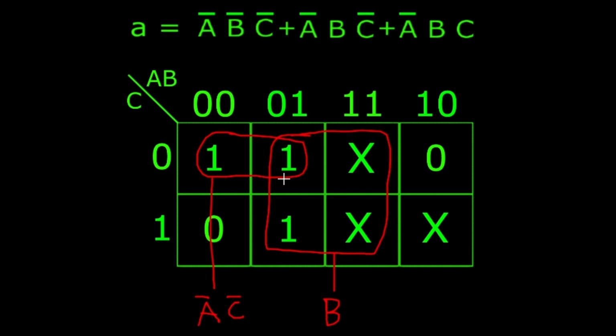So now that we have all of our 1s inside of a group, we can say we're done with this Carnot map. And our final expression is A is equal to A bar and C bar, or B.